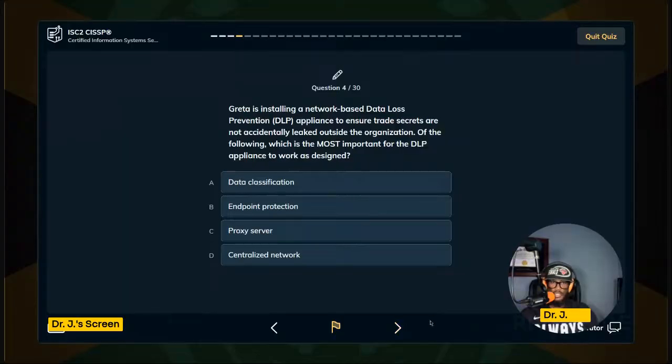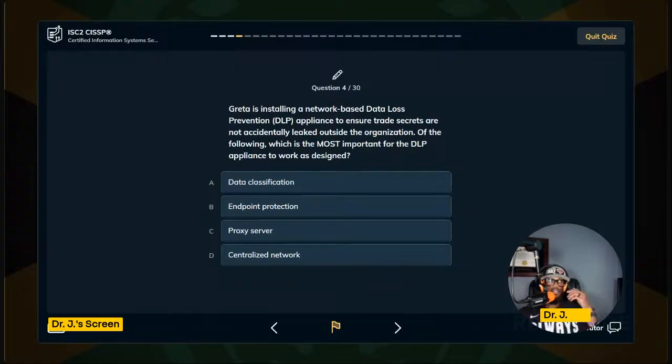All right, Greta is installing a network-based data loss prevention appliance to ensure trade secrets are not accidentally leaked outside the organization. Of the following, which is the most important for the DLP appliance to work as designed? All right, so you're doing a network-based DLP. And you want to make sure that trade secrets are not accidentally leaked. So, data classification, I think, is going to be the most important aspect here.